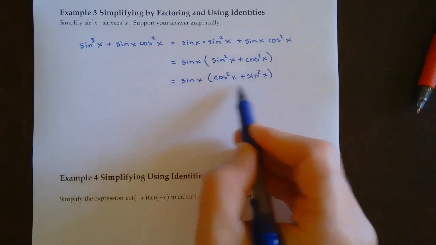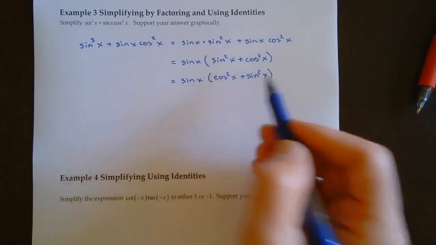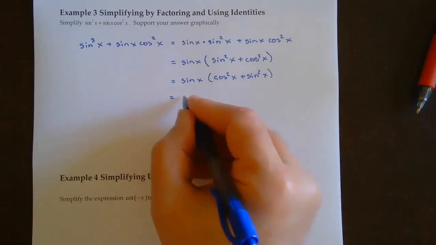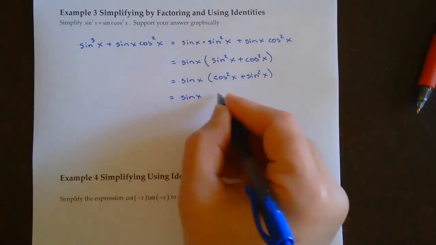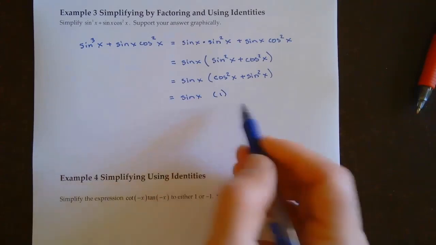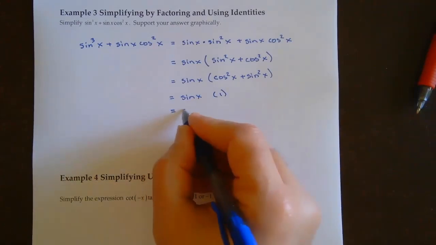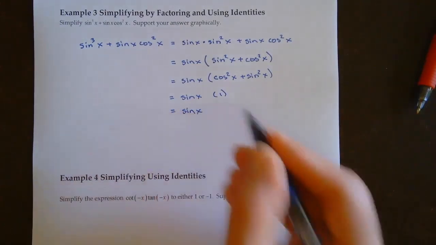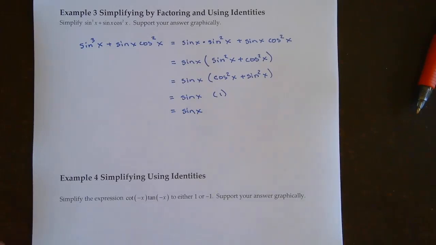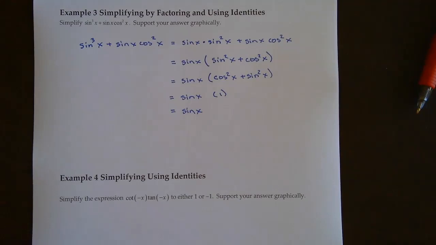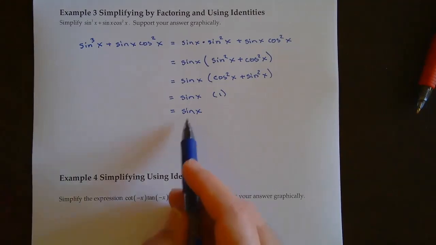Well, what do we know this is? Well, that's equivalent to the number 1. So this is equal to sine of x times 1. Well, what's sine x times 1? Just sine x. So this ugly thing that looked horrendous, sine cubed x plus sine x times cosine squared x, is simply the same as sine of x.